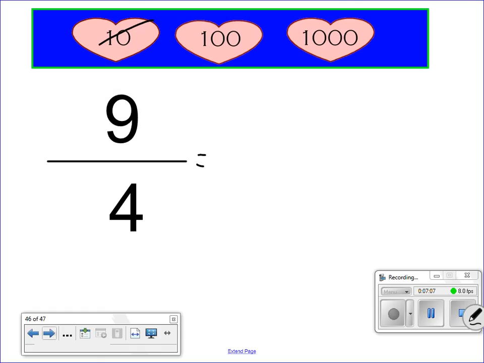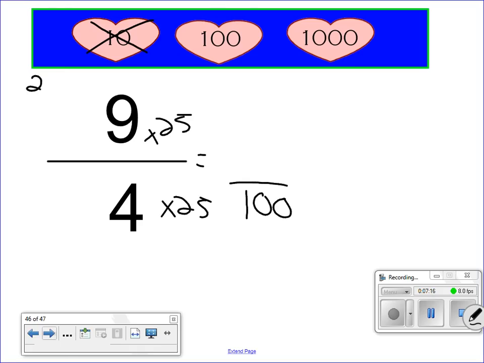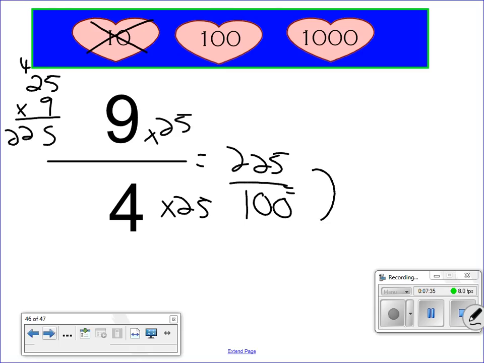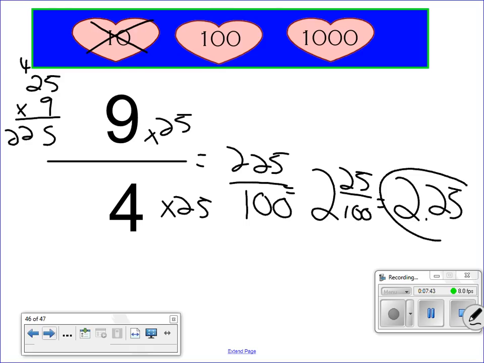Got another problem like that. Excellent. 4 can't go into 10. I'm going into 100. Going times 25. Times 25. That's a fun number. 9 times 25 gives me 225. How many hundreds go into 225? 2 hundreds go into there, and I have 25 left over 100. So my decimal answer, kids, is going to be 2.25. Also rewind this one if you need to, double check.